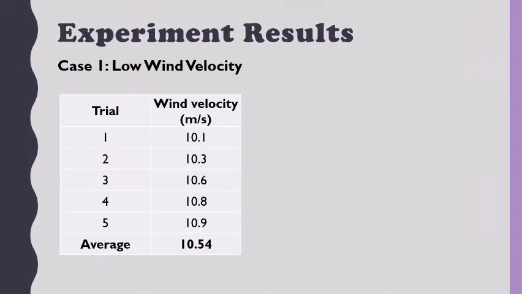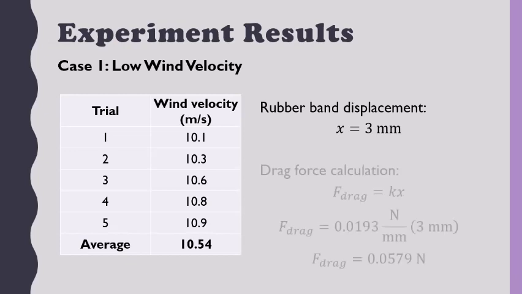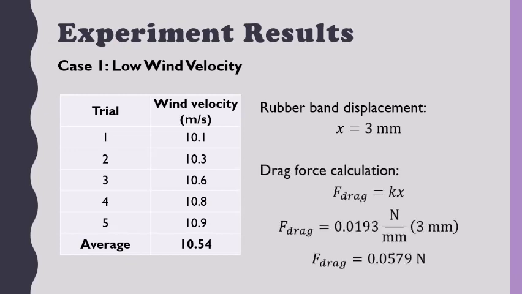Moving on, now we're into the real experiment results. For the first case, which is the low wind velocity, for the wind velocity, I use 5 readings of the anemometer, starting from when the anemometer reading is about steady. For the rubber band displacement, I use a single measurement, and for this case, the rubber band displacement is 3 mm. Doing the drag force calculation using Hooke's law once again, it is found that the drag force for this case is 0.0579 Newton.